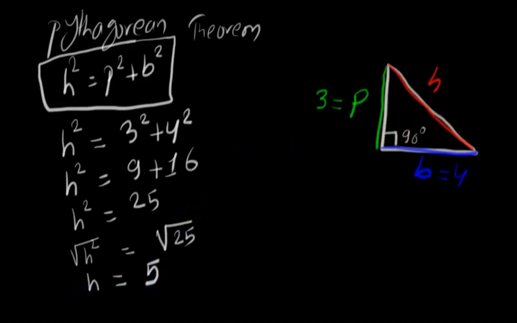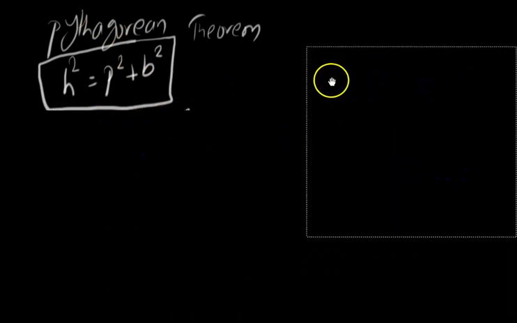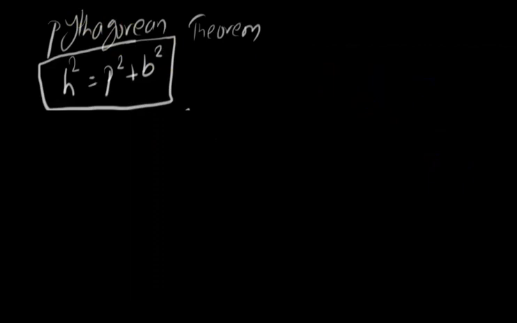Now we have a different problem. Let me cancel this out. The three sides of a triangle are given as 6, 8 and 10, and the question asks if that's a right angle triangle. How do you know? This 10 is the longest side because it has the longest value, and the longest side should be the hypotenuse.